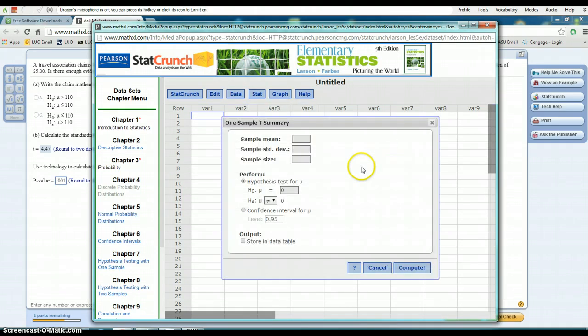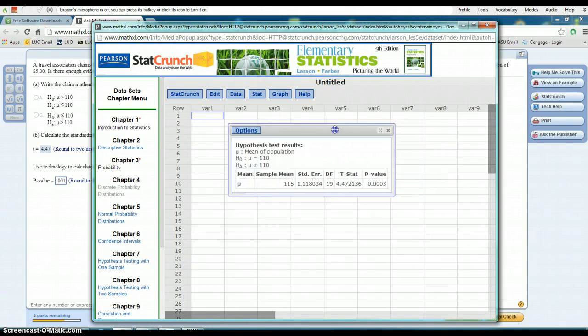Left-click with summary, and now we're going to type in the sample mean. Now remember that the sample mean for this was $115. The sample standard deviation was $5, and the sample size is 20. Now our hypothesis test, remember that we were going to say that the mean was equal to 110, so the null hypothesis reads as mu equals 110. The alternative hypothesis, H sub A, mu is not equal to 110. Simply left-click compute, and we end up with this pop-up screen.